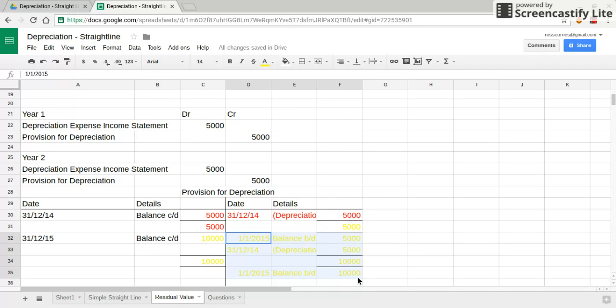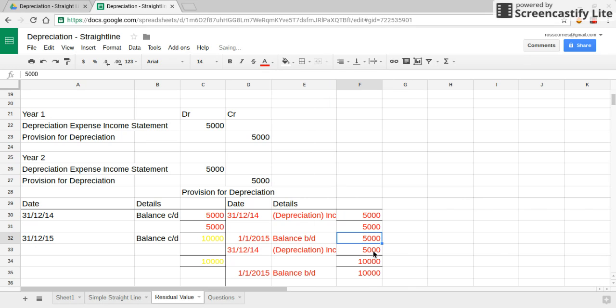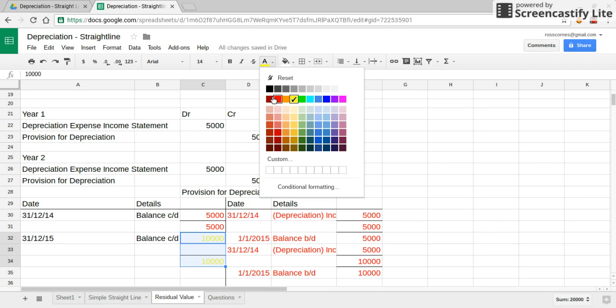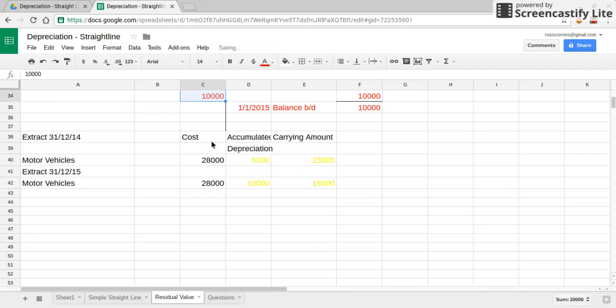In the second year, it changes around very slightly because in the second year we have a balance brought forward. We've already got $5,000 worth of depreciation put on one side. We're going to add another $5,000 worth of depreciation this year. So the total depreciation at the end of the year is now going to be $10,000.